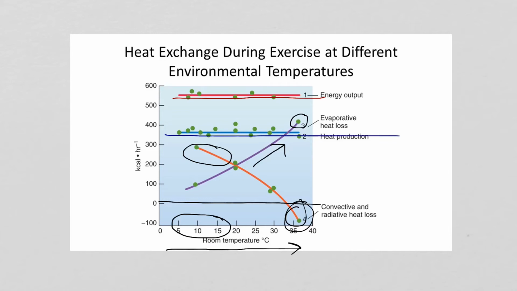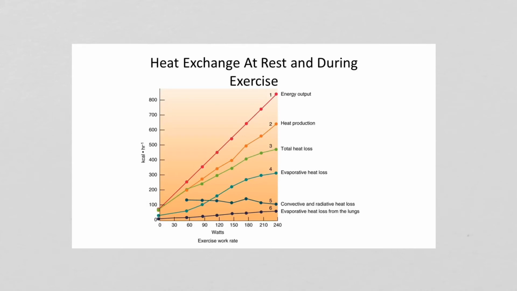Now, the final figure we'll take a look at for this set of reading will be figure 12.9. And it's similar to 12.8, except note that our x-axis here, now, is power output from very low power outputs of 50 watts up to a pretty good workload there of 240 watts. Things to note for this. Obviously, your energy output, that's line number 1, is going to go up progressively because it will be a linear relationship with your workload. Heat production will also go up in a fairly linear manner. And then total heat loss is your line number 3 here.